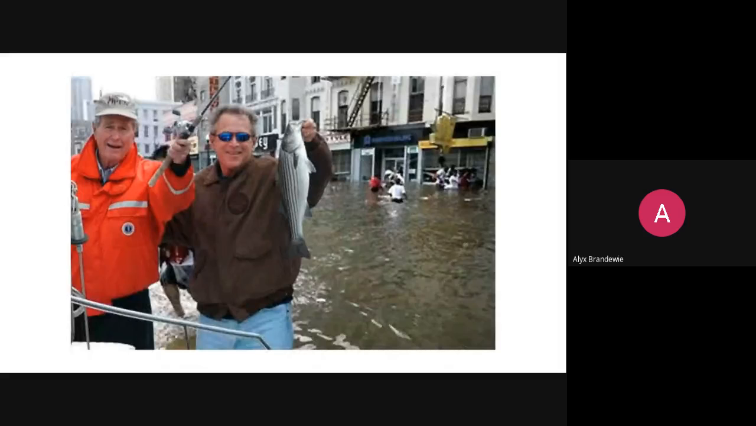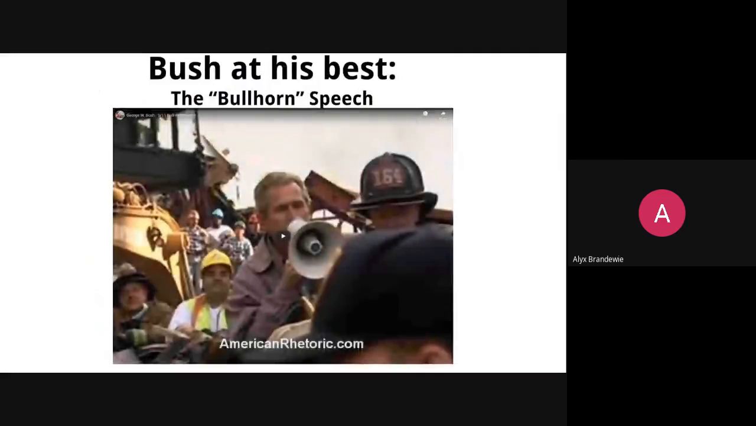Pictures like this, maybe not the peak, right? Maybe a little bit tone deaf that, yeah, we have a real crisis on our hands. We have a real situation here, and you're smiling with your dad fishing. But man, go back to this one, because you'll be proud to be an American listening to that speech.